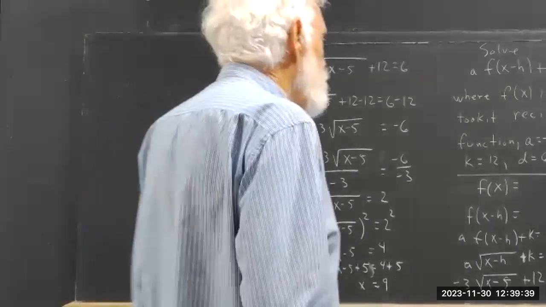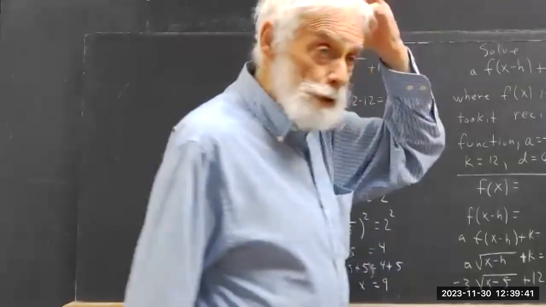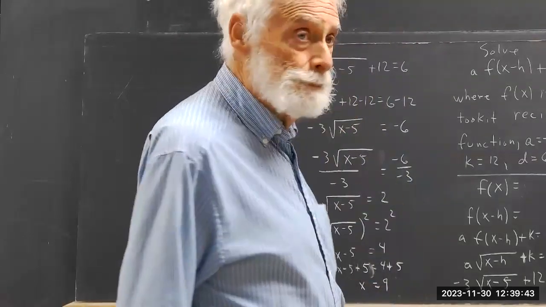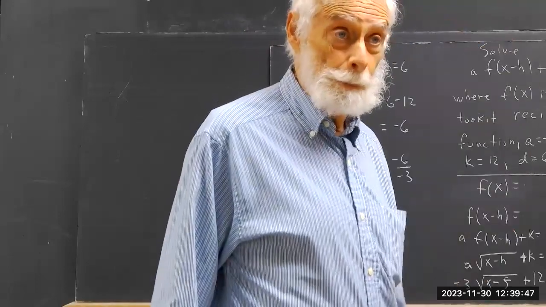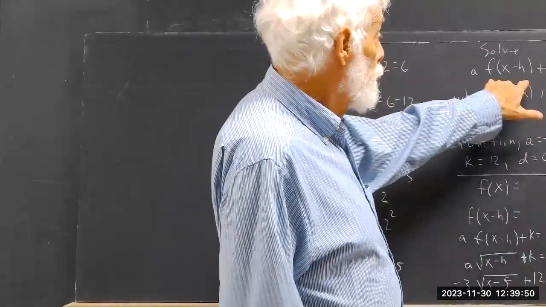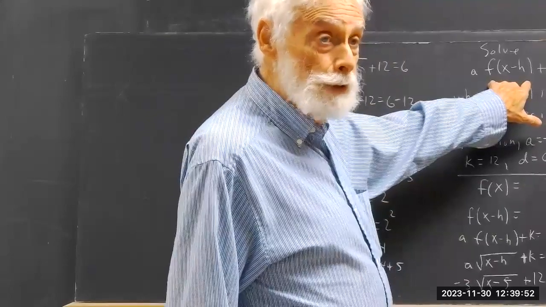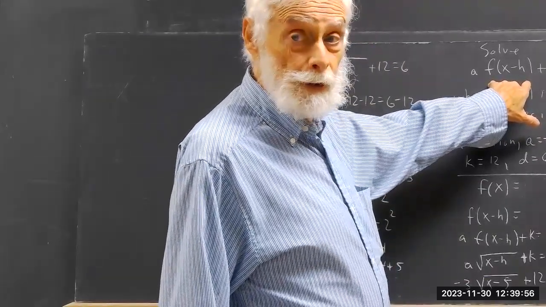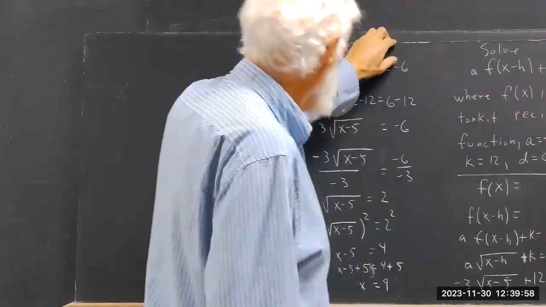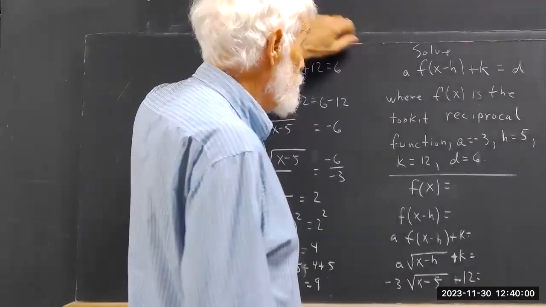Okay. Now, you've got to be careful here. First of all, you want to know what f of x minus h is, right? That's the first hurdle. You've got to get f of x minus h correct. To get f of x minus h correct, let's make sure we've got all this on the screen.